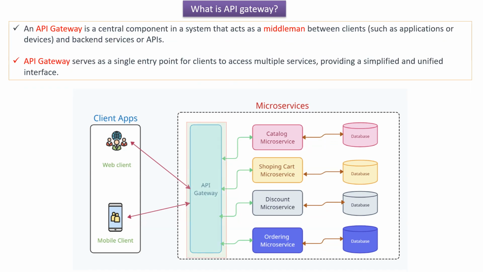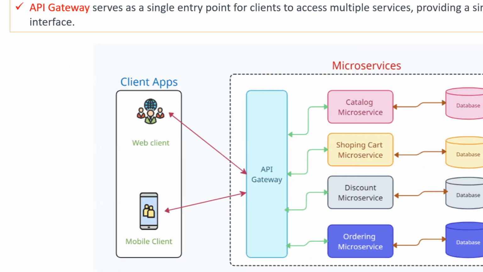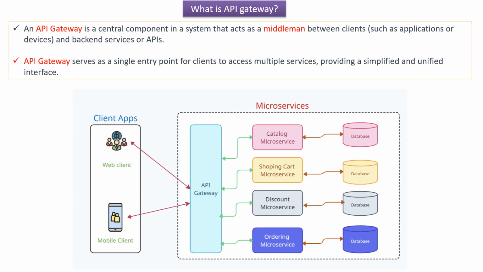API gateway is a central component in the system, and it acts as a middleman between clients and the backend services. Examples of clients are web client and mobile client, and examples of backend services are ordering microservice, discount microservice, shopping cart microservice, etc. The API gateway serves as a single entry point for clients to access multiple services, and API gateway provides a simplified and unified interface.